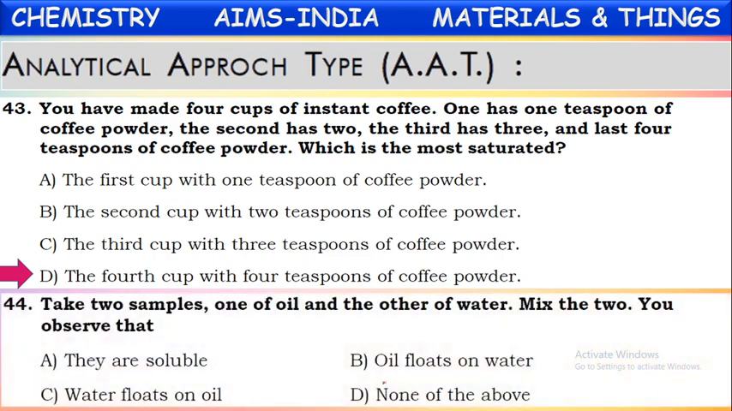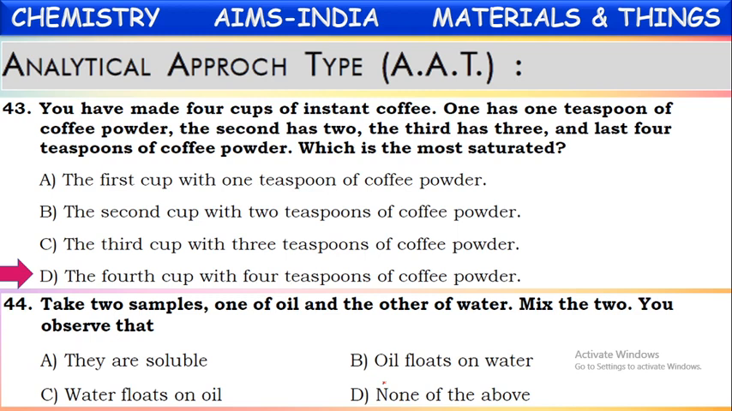Next one. Take 2 samples, one of oil and the other of water. Mix these two. You observe that. What do we observe? Yes, when we mix water and oil, we have studied about these two and the properties. These two are insoluble liquids. The liquids which will not mix with one another are also called immiscible liquids. Oil and water are immiscible liquids.